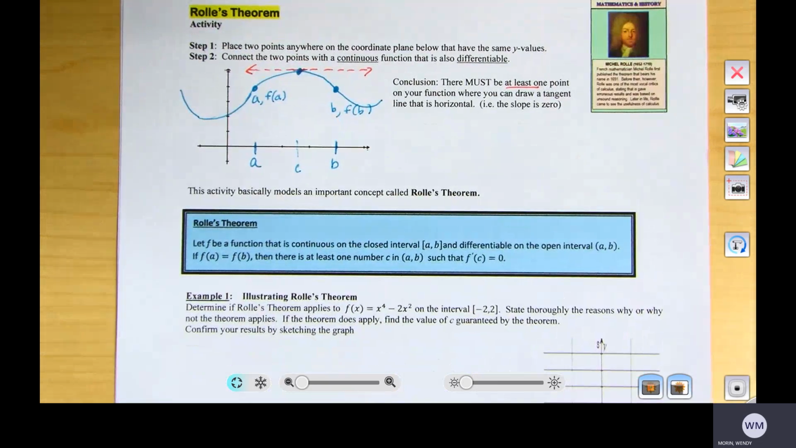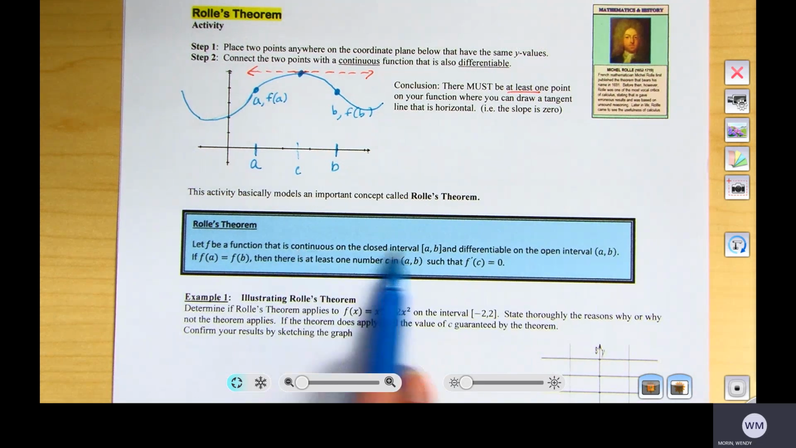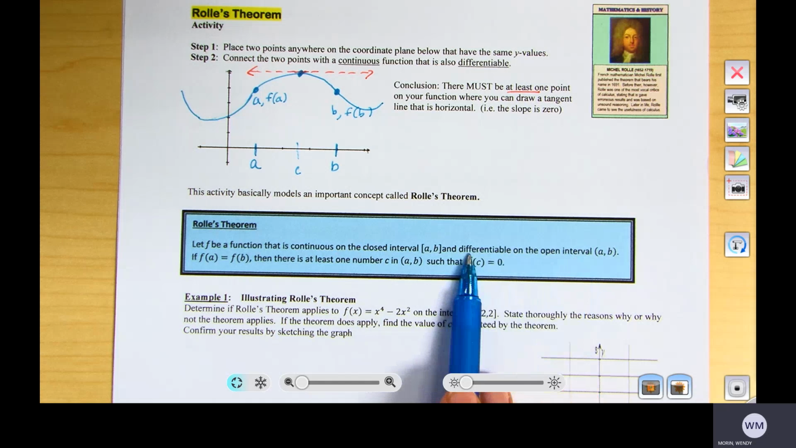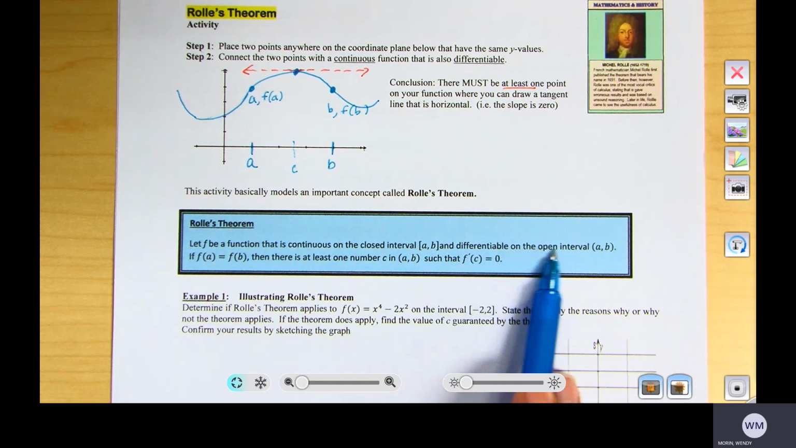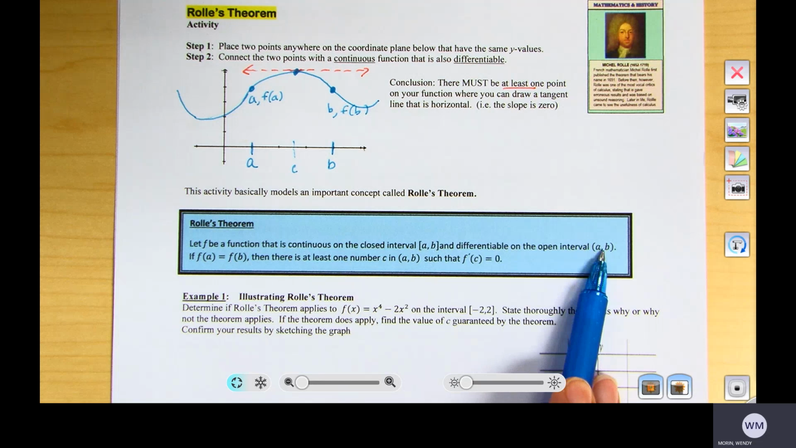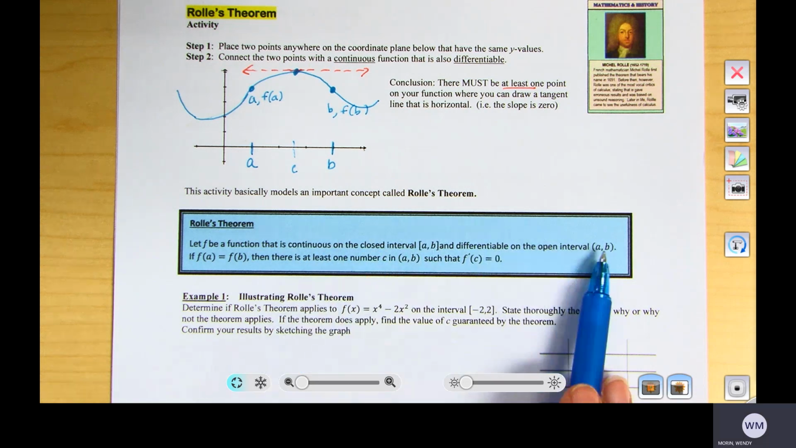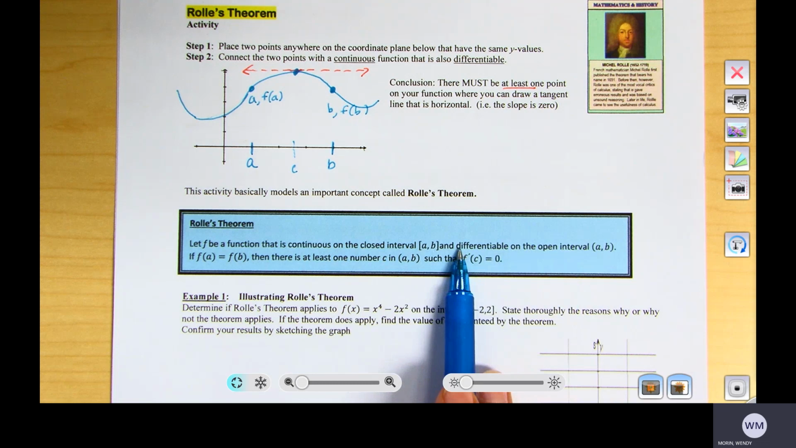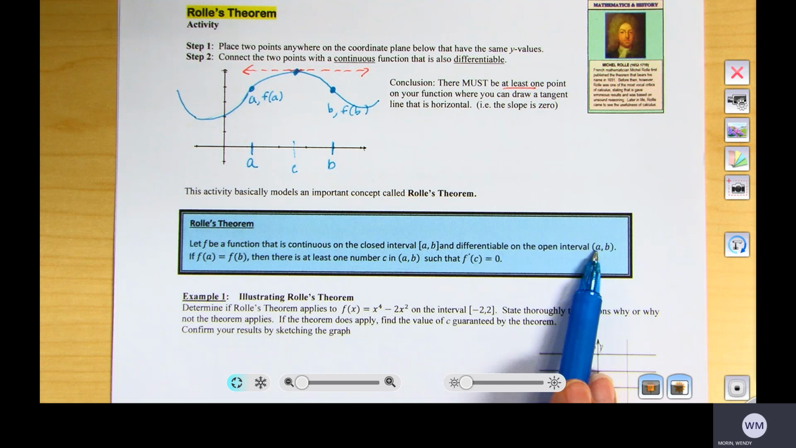Let f be a function that's continuous on a closed interval and differentiable on an open interval. If a function is differentiable, this is something you'll hear a lot, if a function is differentiable on the closed interval, it is implied that it is continuous. I'm sorry, this is the open interval. If a function is differentiable on an open interval, that means differentiable everywhere between A and B.